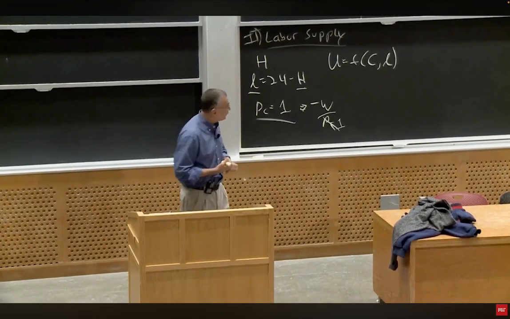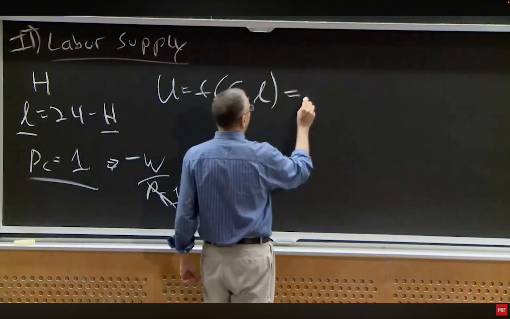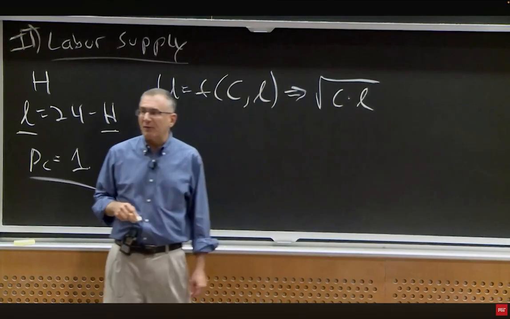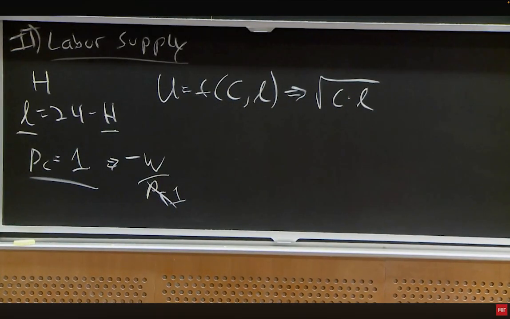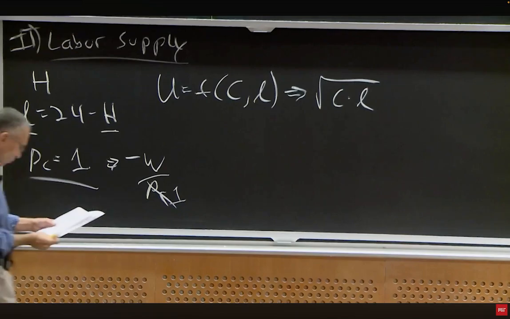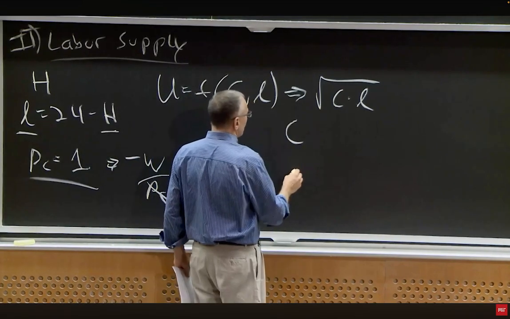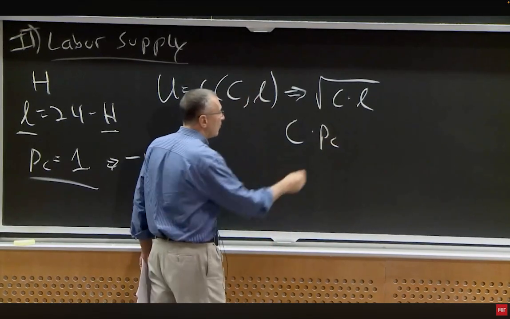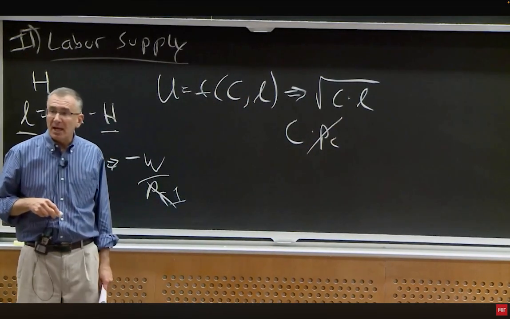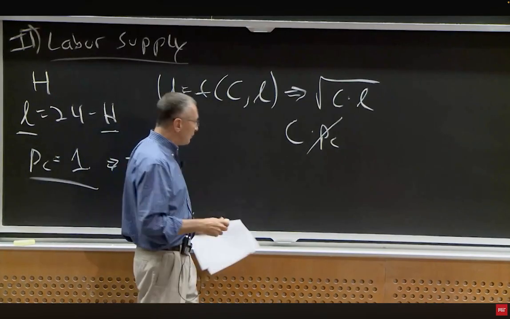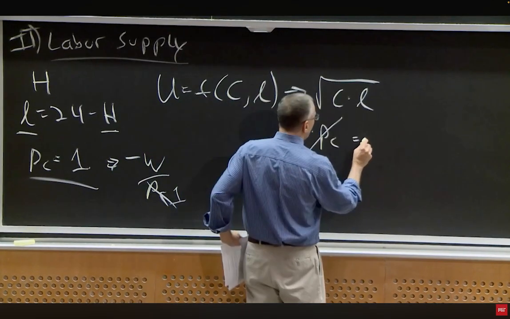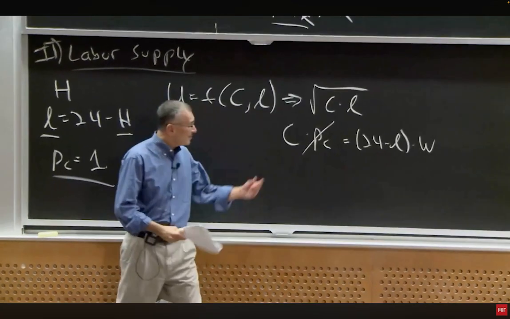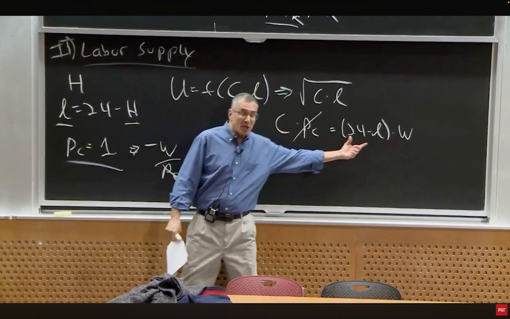Okay, so for example, suppose we write this in our favorite form, square root of C times L. Let's say that's utility function. What's your budget constraint? Well, your budget constraint is that your consumption, the total amount you spend on consumption, this is really consumption times price of consumption, but we set that to 1. Your consumption times the price of consumption, that's what you want to spend, equals 24 minus L times your wage. This is what you're spending. This is what you're making.